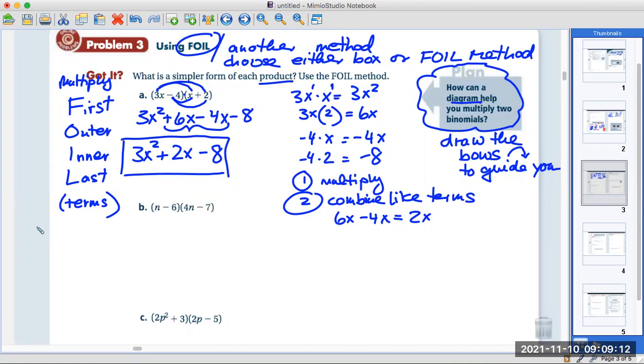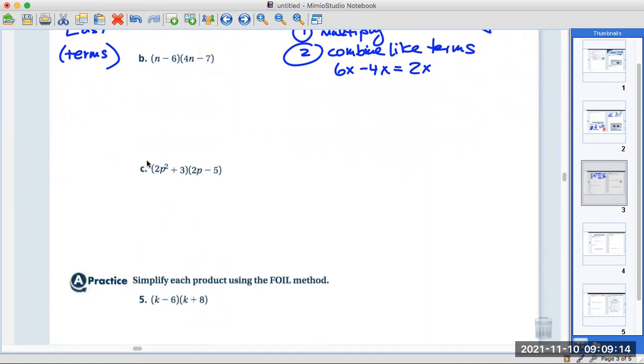Oh yeah, I wanted to show you this harder one. It's a little difficult because you have p squared here, and p. We don't have that here. These are all linear. They're the first power. This is the second power. So we'll do this one. So we're going to do first, outer, inner, last. This is multiplying.